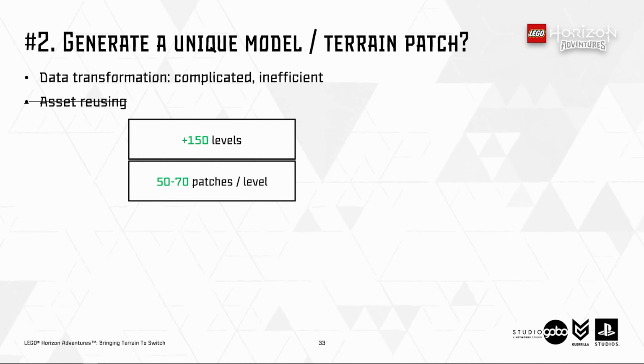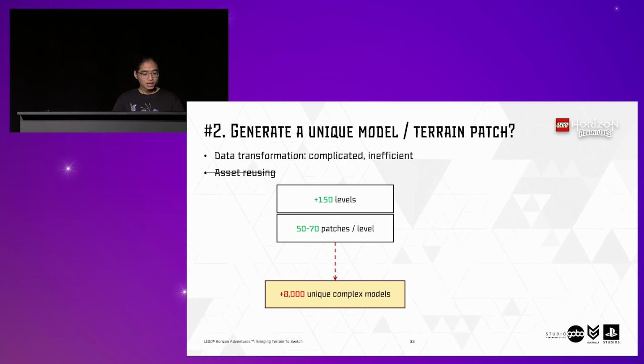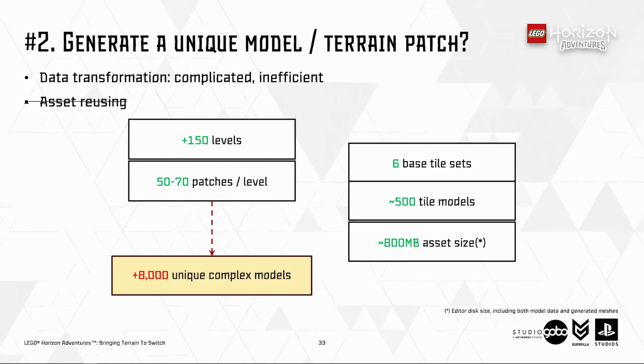So to demonstrate, we have around 150 levels containing the terrain, with the number of terrain patches per level around a few dozen. This means we will have thousands of Lego models, each of them very complicated as they are merged together from simpler models. To compare, we have around 500 tile models across all tile sets in the entire project. So all of these already cost us around 800 megabytes for the asset size in editor. So the prospect of having thousands of extra terrain models looks very scary.